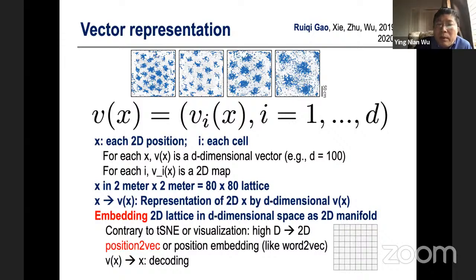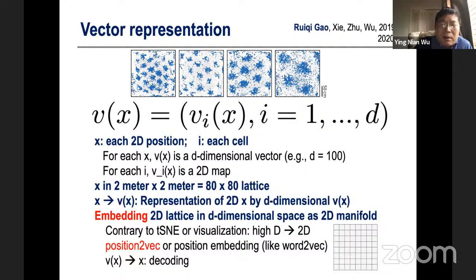From the deep learning perspective or representation learning perspective, this is actually a very familiar thing. It's usually called embedding. When you want to represent something in a D-dimensional Euclidean space, you embed this entity in the D-dimensional space. Here we embed this 2D lattice in a D-dimensional space. Therefore, this 2D lattice forms a two-dimensional manifold in this D-dimensional space.